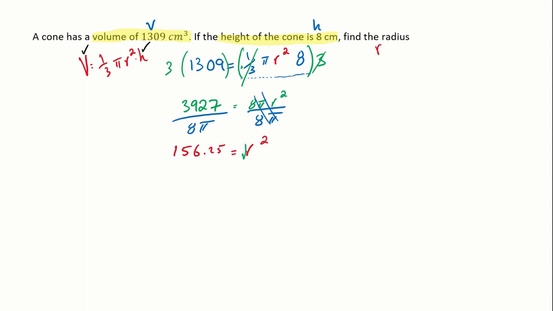Now to get r by itself, we have to take the square root. And so the square root of r squared is simply r, or the radius. And the square root of 156.25 gives us a radius of 12.5.